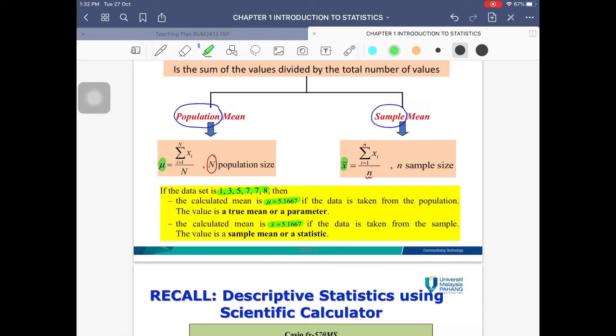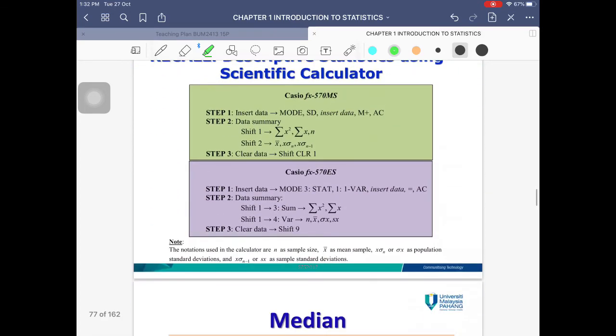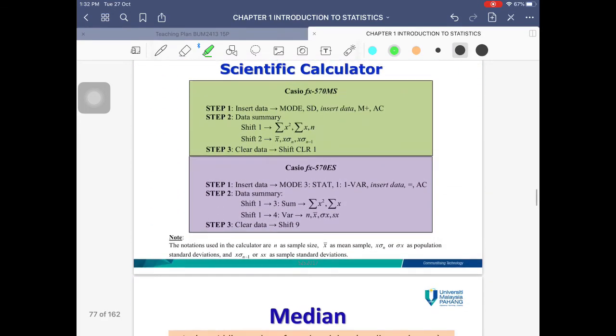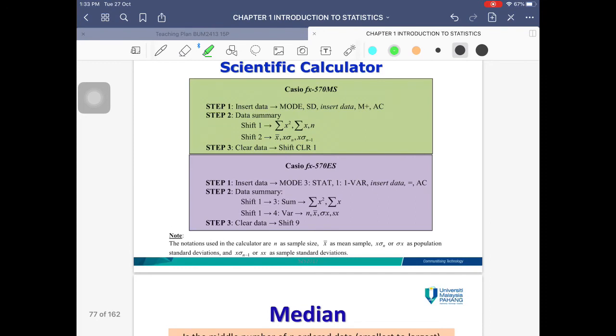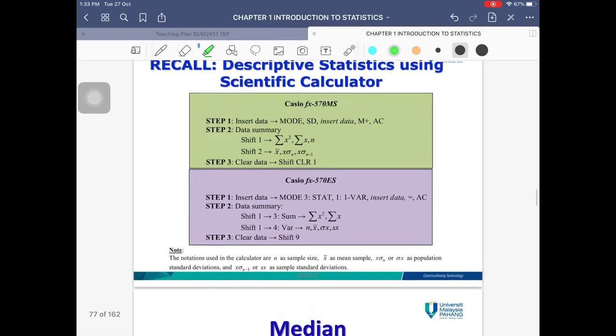So depending on where the data comes from, is it from a population or from a sample, do you have to use the correct notation in your calculation later? The answer is yes. If it's supposed to be mu but you write it as x bar, then you wouldn't get marks for that case. You have to be very careful, and look very carefully at whether it is from a population or a sample.